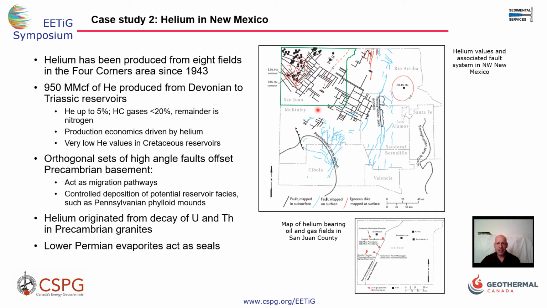What we see here are these beautiful orthogonal fault networks, and these offset Precambrian basement, and they also act as migration pathways. So they allow the helium to migrate up from the basement into these Devonian and Triassic reservoirs. Once again, the helium originated from the decay of uranium and thorium in Precambrian granites, with lower Permian evaporites acting as seals. This is a map of the helium fields, and some of these are oil and gas fields which contain helium, and some of these are pure helium fields as well.